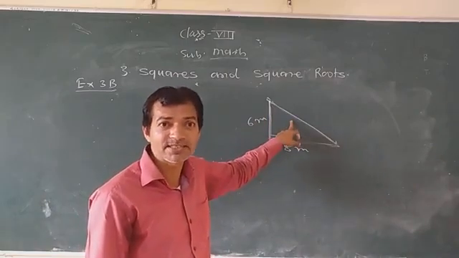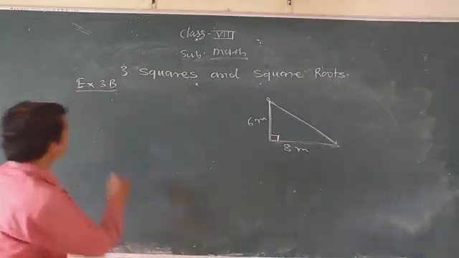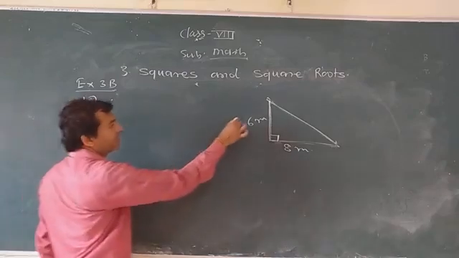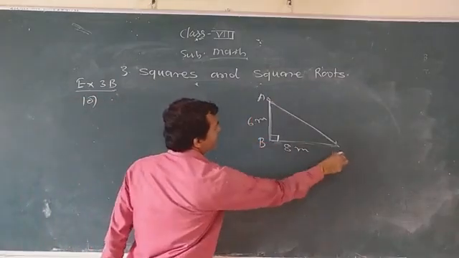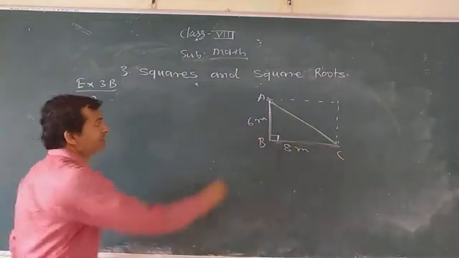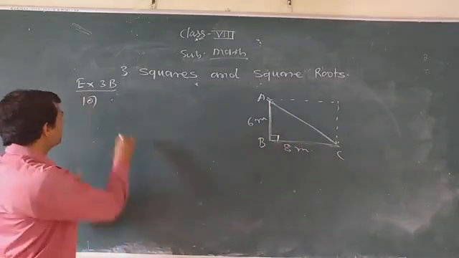You have done this last year. Okay, so you can use this formula. Question number 10. One side square means, suppose you can write the names also, A B C. AB square plus BC square equal to AC square. Like this you can write here.